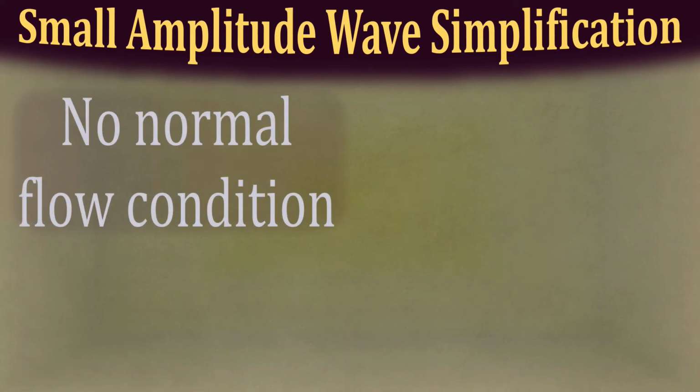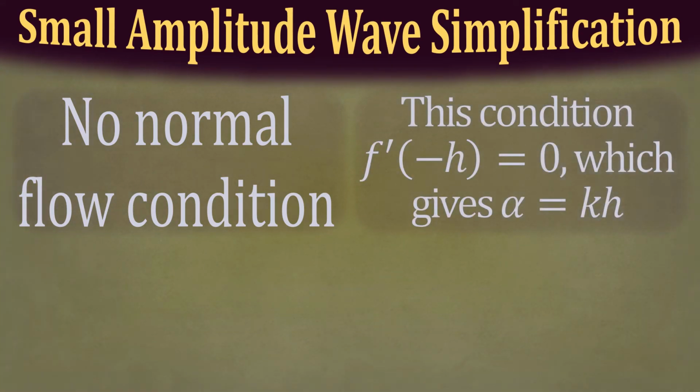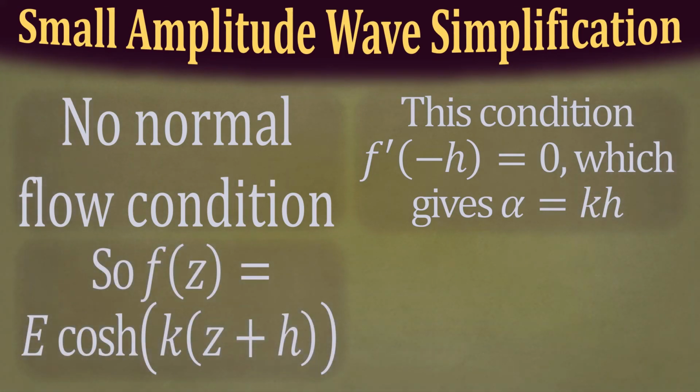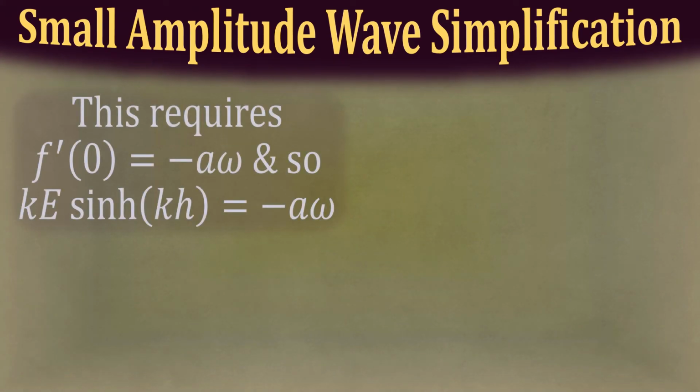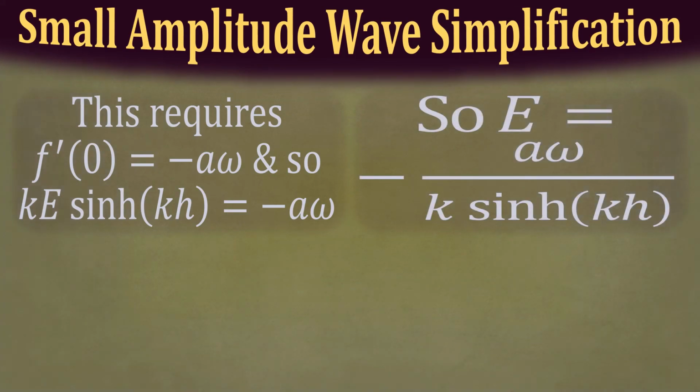First, consider the no normal flow condition. This condition is that f dash of minus h equals 0, which gives that alpha is equal to kh. So f of z is equal to e cosh k times (z plus h). Second, consider the kinematic boundary condition. This requires f dash of 0 is equal to minus a omega, and so ke sinh kh is equal to minus a omega. So we have that e is equal to minus a omega over k sinh kh.